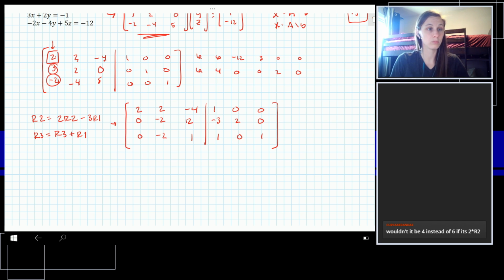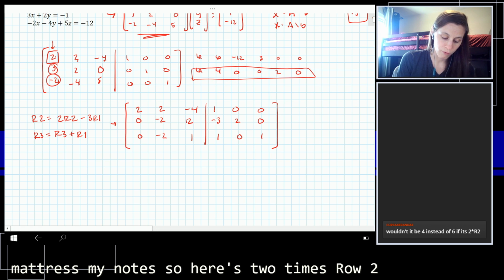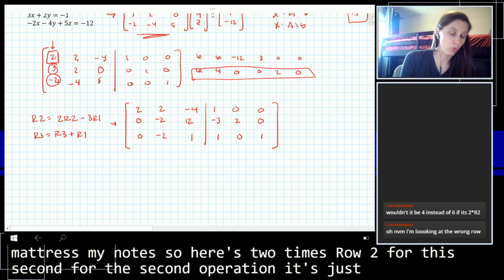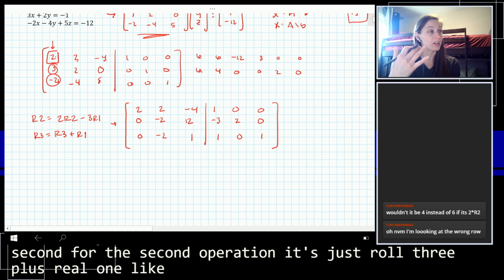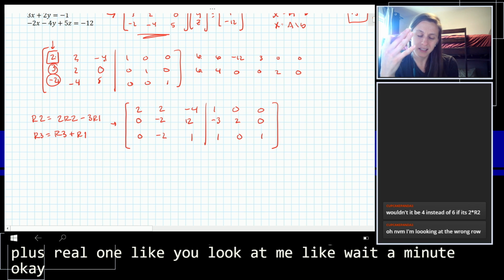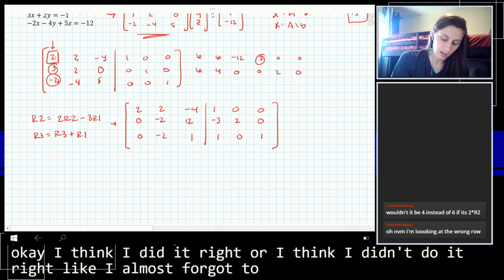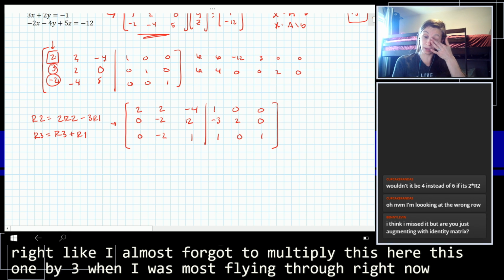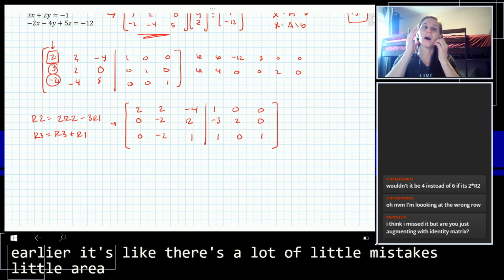We're good. Matches my notes. So here's 2 times row 2. For this second operation, it's just row 3 plus row 1. Yep. And this is one of those areas where you look and you're like, "Wait a minute, did I do it right?" I almost forgot to multiply this 1 by 3 when I was multiplying through earlier. So there are a lot of little areas where you can make mistakes.